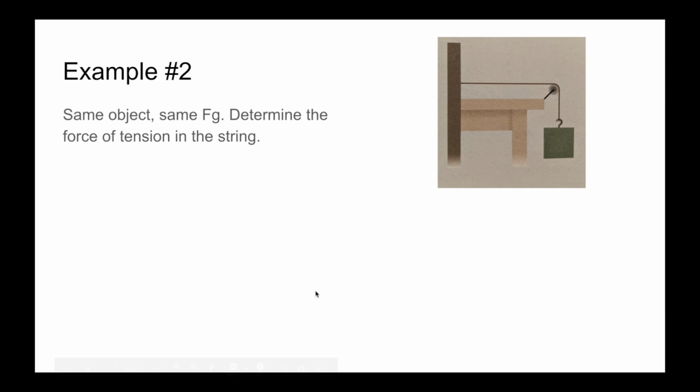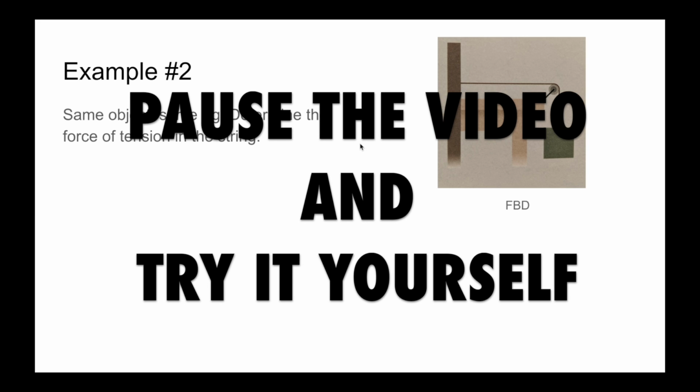Example number 2. We have the exact same object, the exact same force of gravity, but this time the tension, like the string, bends around a pulley and is attached to a wall horizontally instead of hanging from a ceiling. So determine the force of the tension in the string in this case. Pause the video and try it yourself.